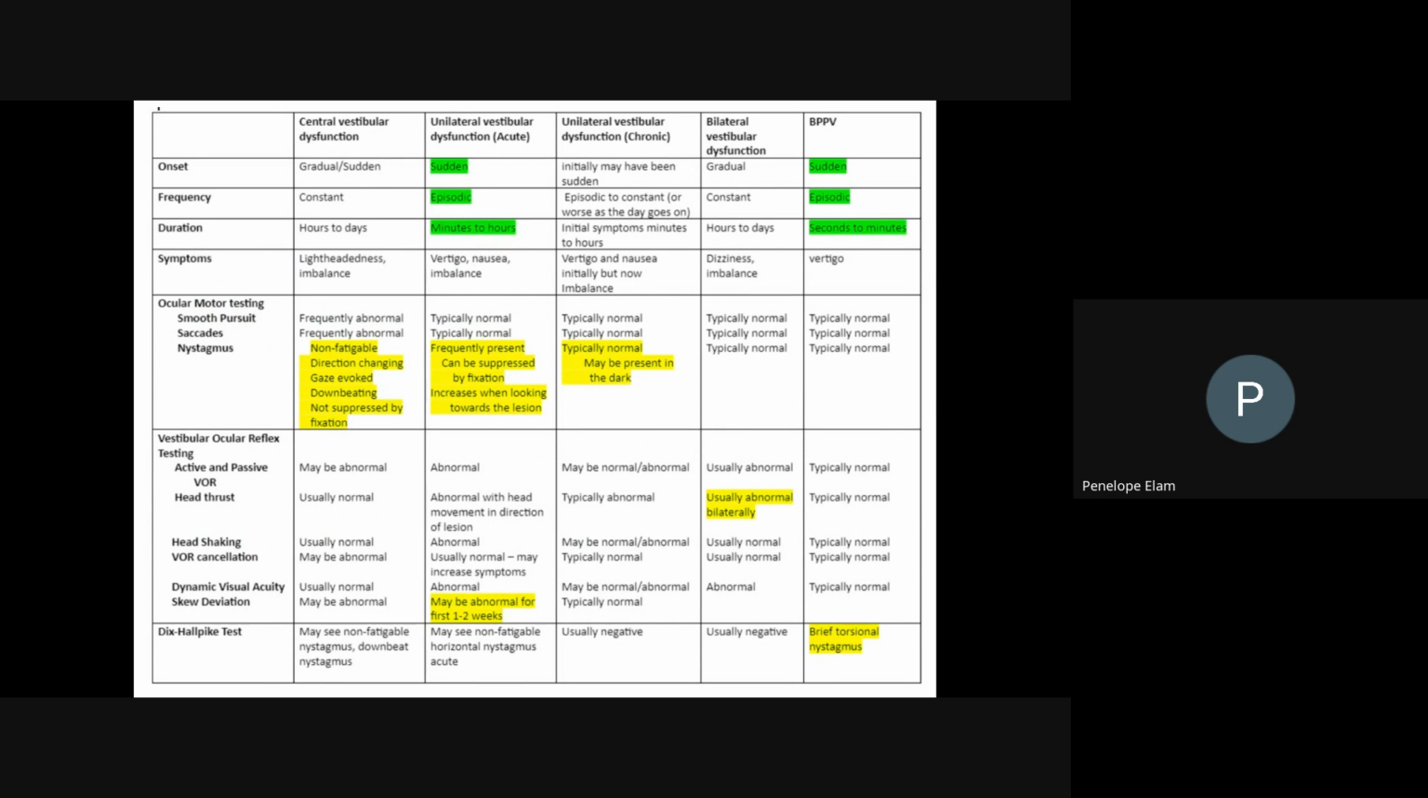From a central standpoint, we know that nystagmus is going to look very different, with spontaneous nystagmus. And then they're going to have issues with saccades, smooth pursuit, and VOR cancellation. So if you like to see things in a chart as you're listening, going check, check, check, these all fit in this box, that might help guide you when you're using your differential diagnosis reasoning to clinically reason through what type of dysfunction you think your patient has.